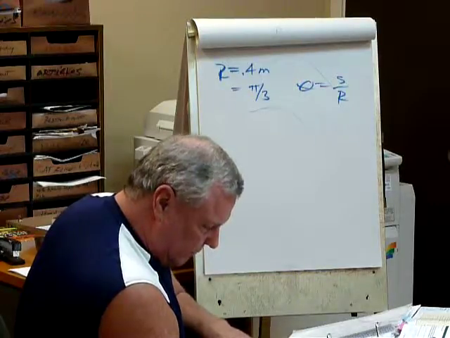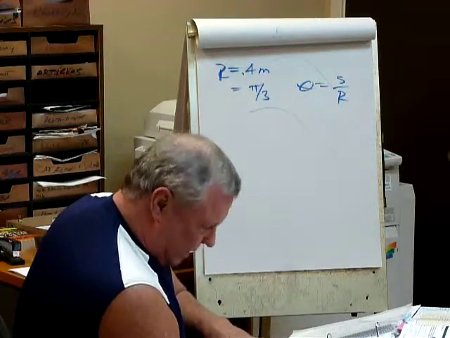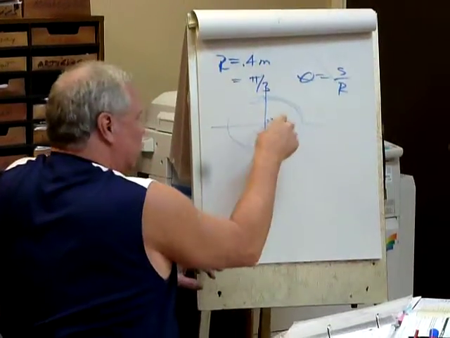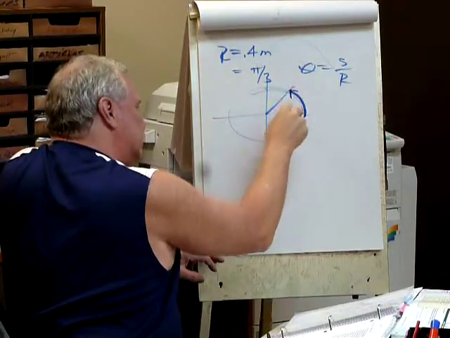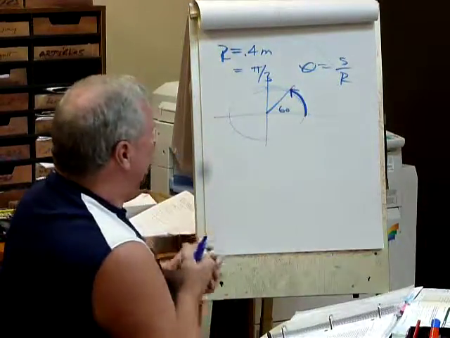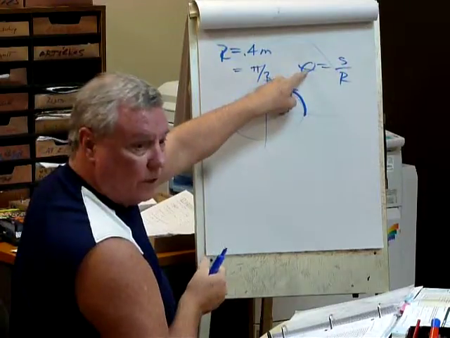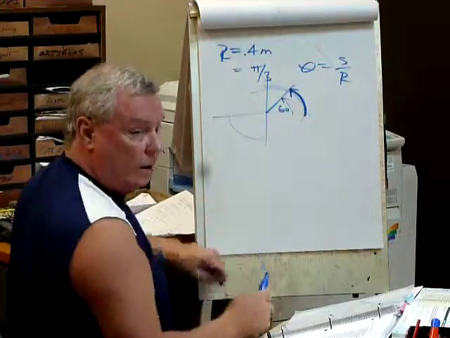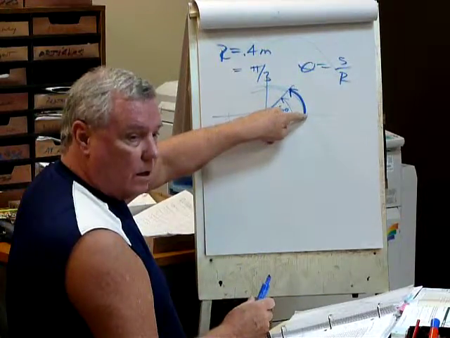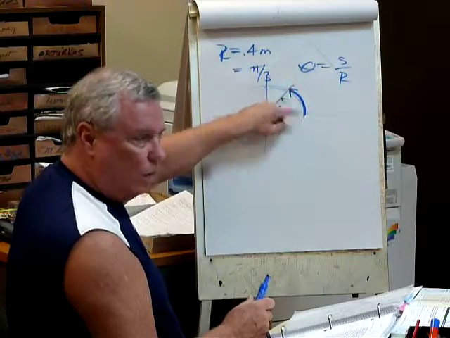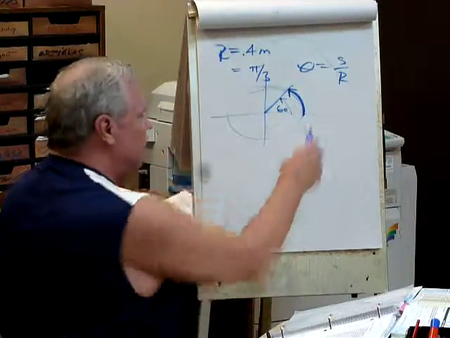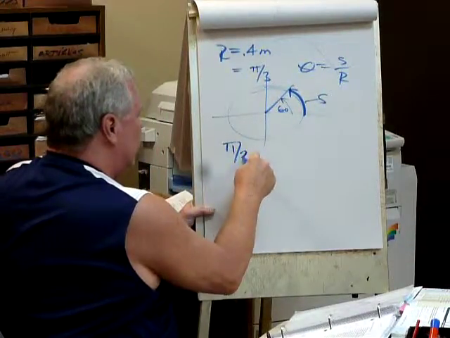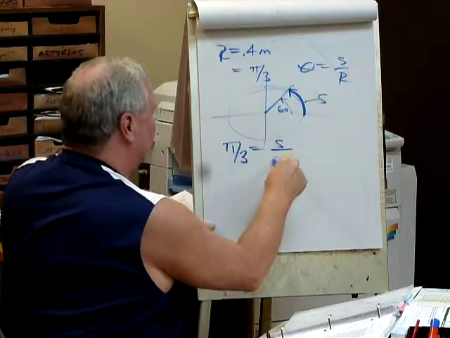It says the wheel rotates through 60 degrees. Wouldn't that be S? But it's going through the 60 degrees, so that should be the angular displacement. The 60 degrees is the angle that it's chewing up. The distance traveled is the S. When it goes through 60 degrees, it's going to travel this far in terms of S. So you go pi over 3 equals S over 0.4.